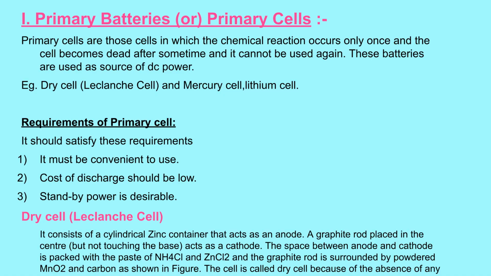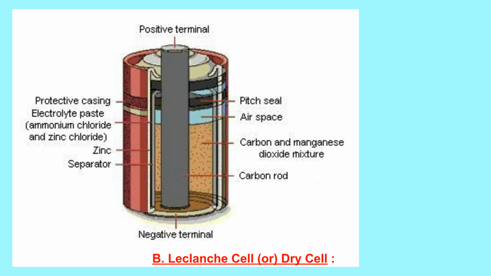The dry cell, or Leclanche cell, is made up of a zinc container anode and a graphite rod cathode, separated by a thick paste electrolyte. This diagram illustrates the structure of the Leclanche or dry cell, showing the positive and negative terminals, protective casing, electrolyte paste, and the internal components like the carbon rod and manganese dioxide mixture.